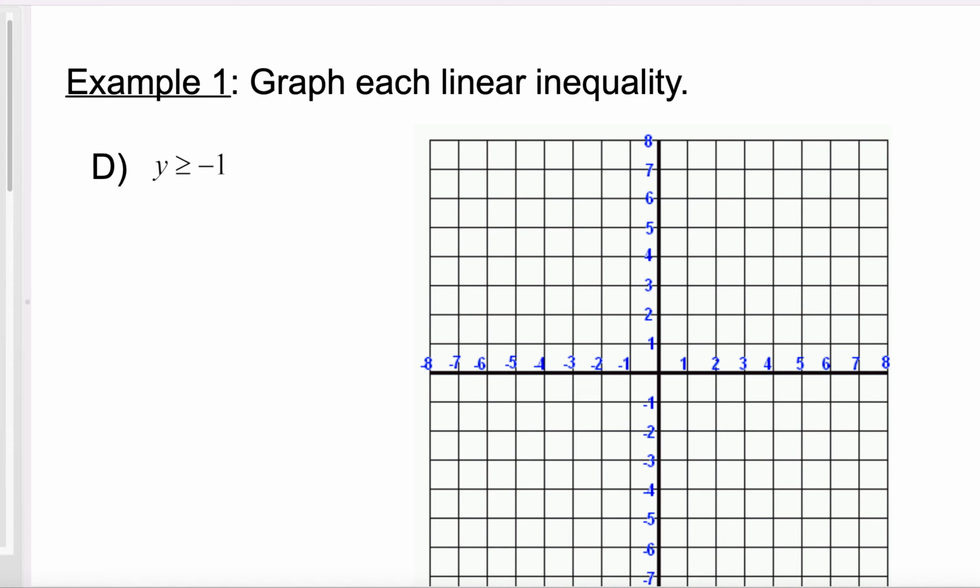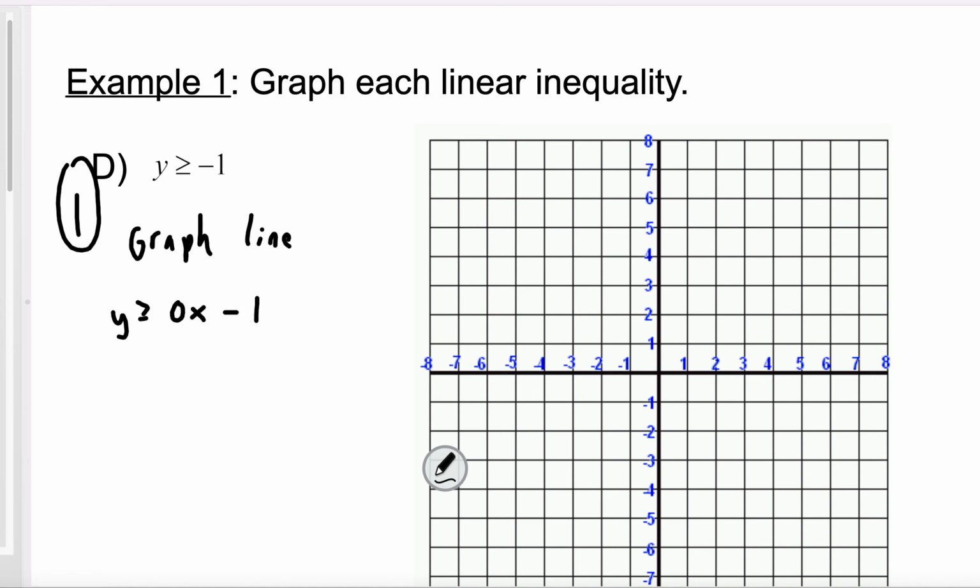So our next one here is y is greater than or equal to -1. Again, we have to graph the line, so let's do that first. Graph the line. So this is y is greater than or equal to, there's not an x in here, so I'm going to do it as 0x. So the y-intercept here is -1. The slope here is 0/1, and that's our rise over run.